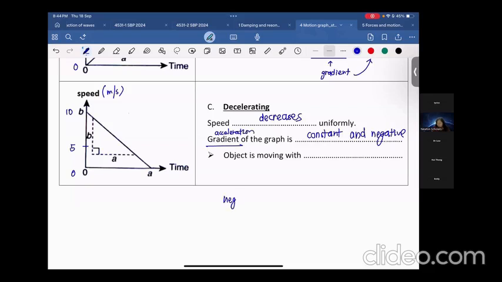What is negative acceleration actually? Any of you know? Tell me your idea. Emily, correct. Hui Tong, correct. It means decelerate, which is slow down. Deceleration. So here, how is the object moving? The object is moving with constant deceleration. Deceleration means slow down.